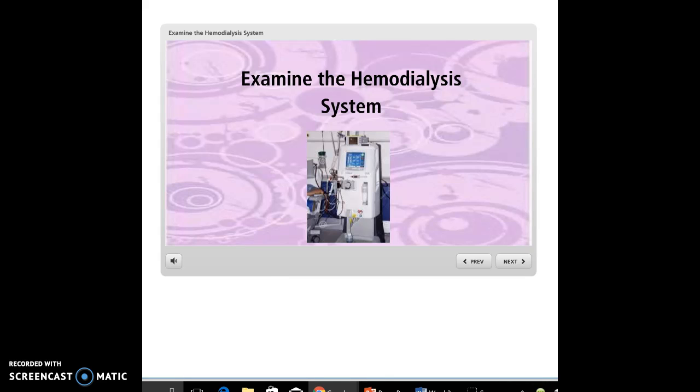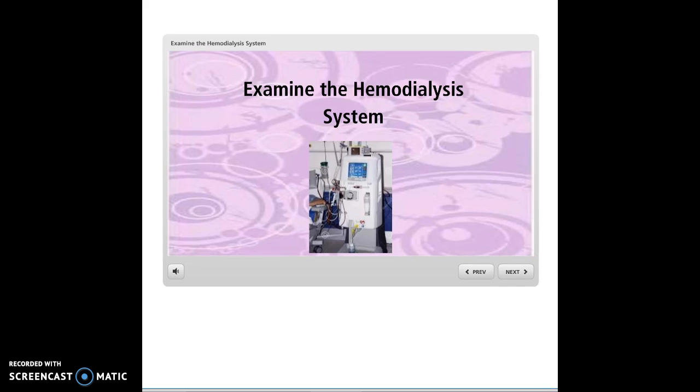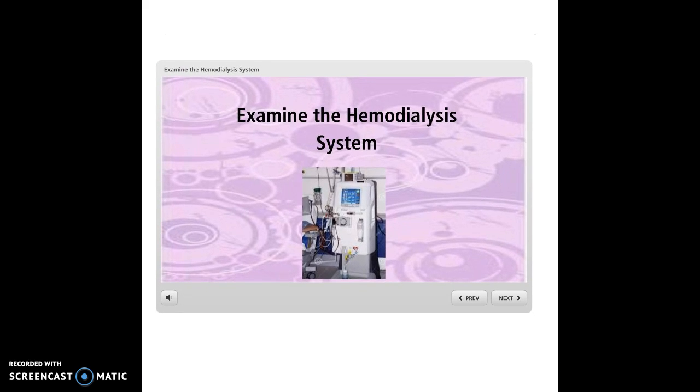I had actually made you an overview the last couple of days, and this is literally the third time I've made this. So I'm going to be going over just examining the hemodialysis system very quickly within the next 15 minutes. As you can see here, here's the dialysis machine. This right here is going to be the bicarbonate that you'll learn about.